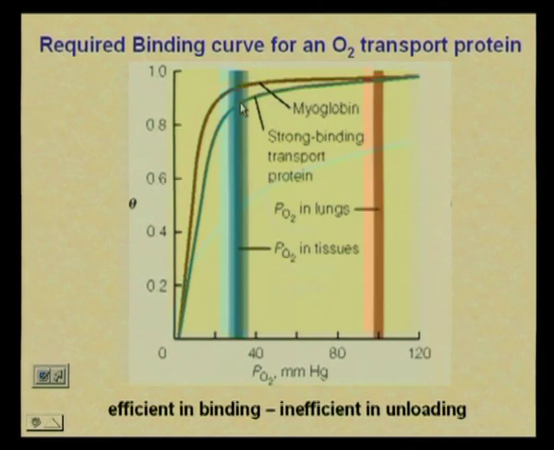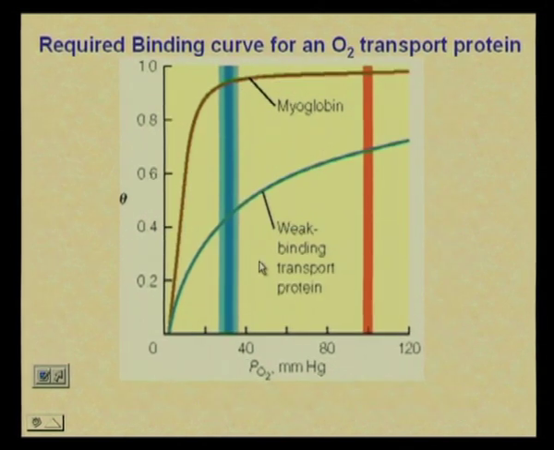Okay. So, what happens if, let us say, we have something like this? If we have a weak binding transport protein, myoglobin remains as it is in a hyperbolic fashion. So, it is more than 80% saturated in the lungs as well as in the tissues. But if we have a weak binding transport protein, what is going to happen to this?